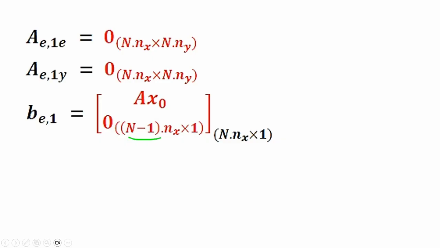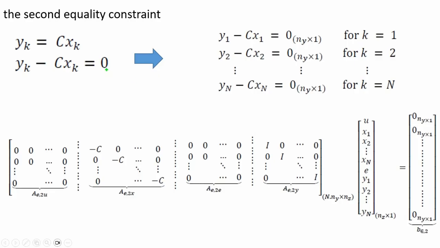But since we can have multiple states, we multiply it with nx. This many number of rows, but only one column. Now we have totally used the first equality constraint. Now it's turn for us to use the second equality constraint, which is this equation. Let's take this into account so that we get these matrices and this vector.